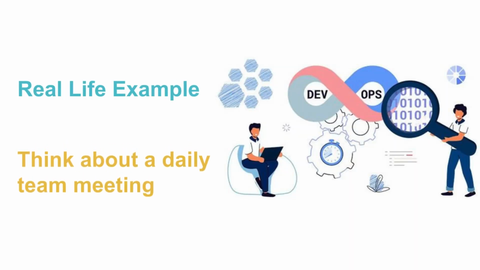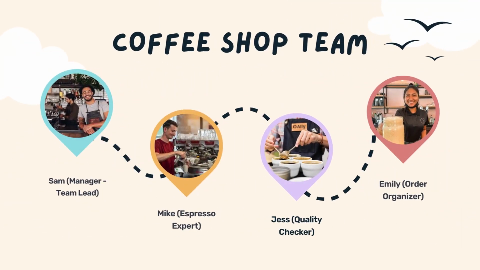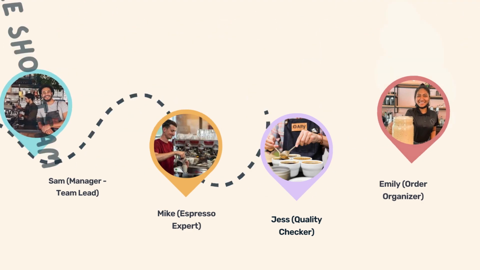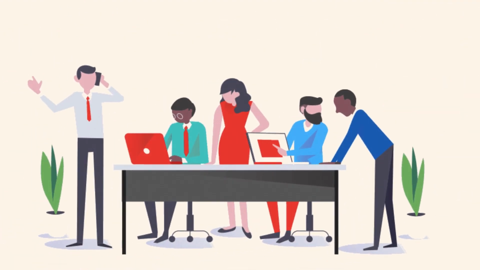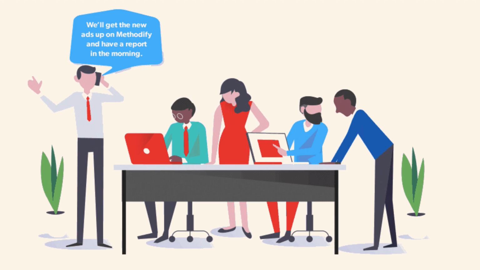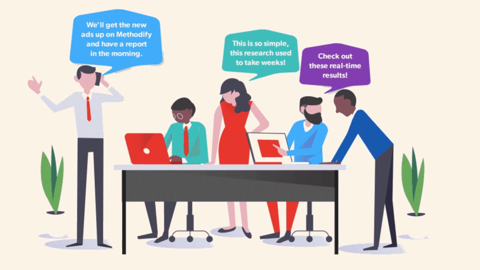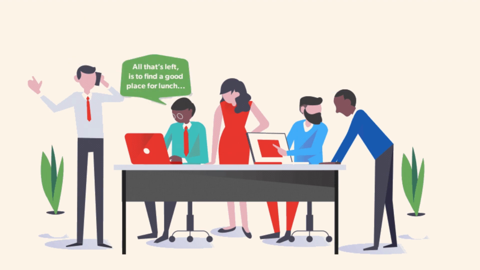Now let's take a real-world example. Think of it like a daily team meeting where everyone shares their progress. In software, this means that every time a developer writes a piece of code, it's automatically checked for issues. It's like we have a coffee shop team. Here we can have 4 members: Sam, Mike, Jess, and Emily. Sam is the manager, leading the team and making sure everything runs smoothly in a coffee shop.